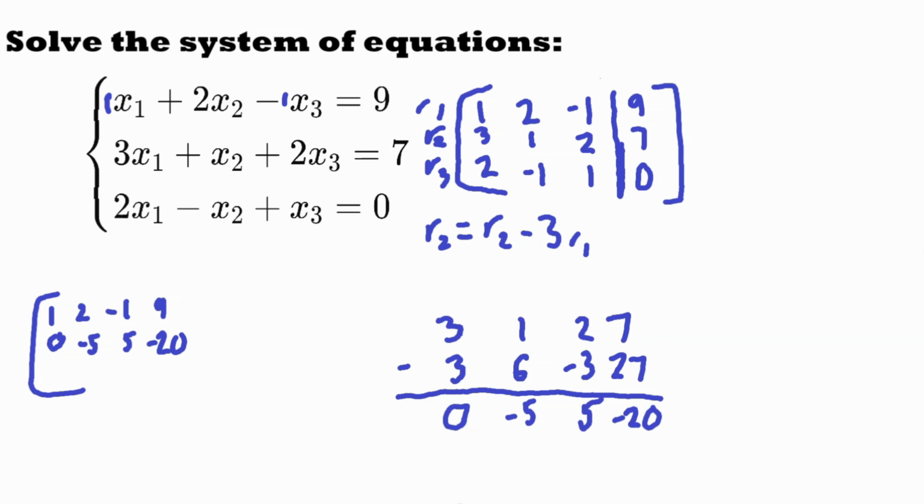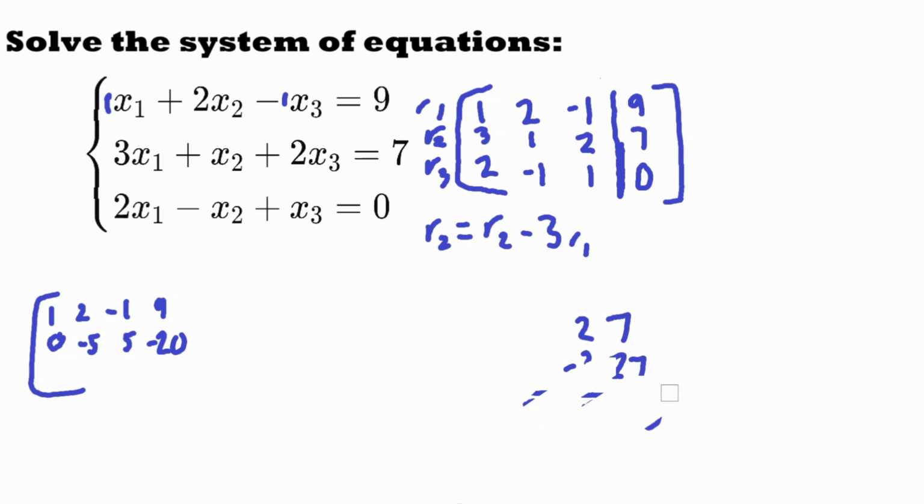Okay, so now we want to get what's called a pivot point, where all the values under this first value need to be 0, okay? So we already got the first value under it 0, so now we need to get the row 3 value 0. So how will we get the row 3 value 0? Well, last time we got rid of the 3 by subtracting row 1 times 3. We'll get rid of this 2 in row 3 by subtracting row 3 by 2 times row 1, okay?